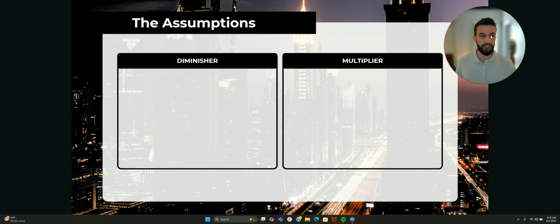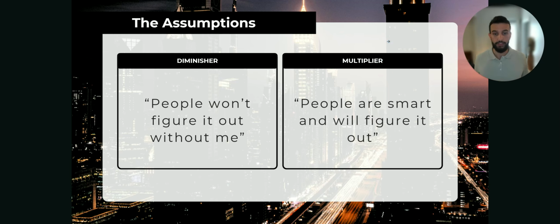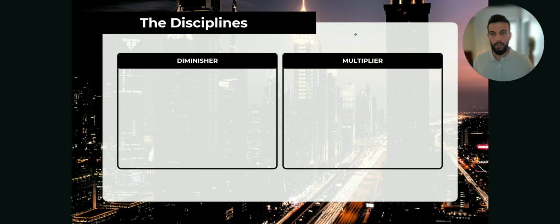And like I said, the overarching assumption of the diminisher is: people will not figure it out without me. Such a limiting belief. The multiplier assumption is: people are smart and will figure it out. So it is important to understand that the underlying assumption here is that you hire good people. That's a whole other course about hiring and figuring out how to find good foundational people. But when you have smart, capable people in the organization, they will figure it out. And that's the mindset that allows them to flourish and grow and step up and own different responsibilities.